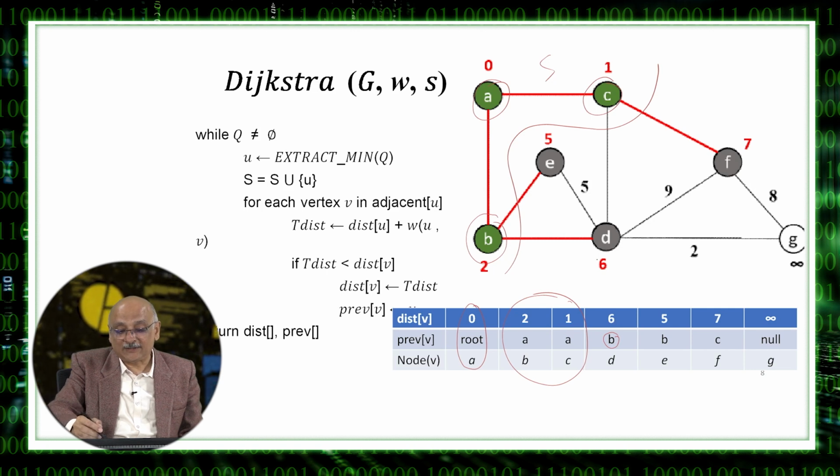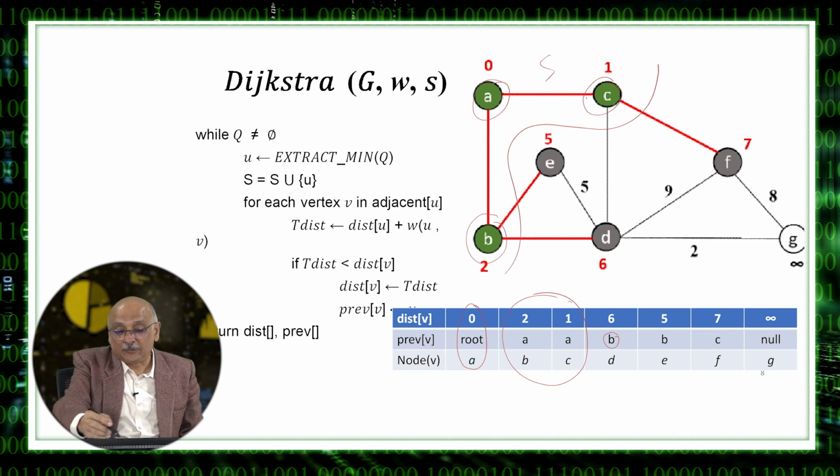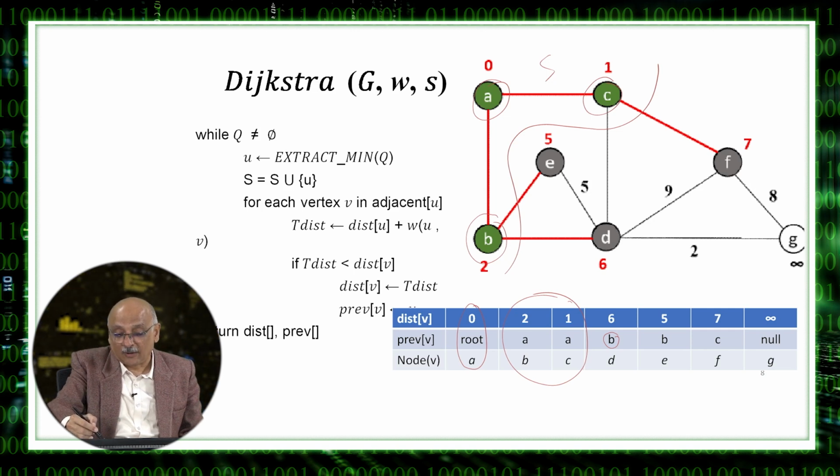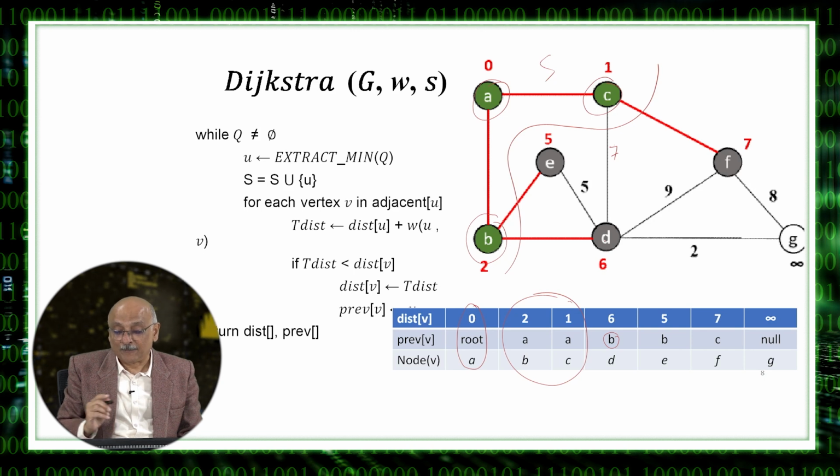So D's predecessor now, this particular link which was red earlier is no longer red, because A to C to D is not a shortest path, as the weight of this particular link was 7. So 1 plus 7, that was 8. Now we have found a shorter way so far. So this is how it works.